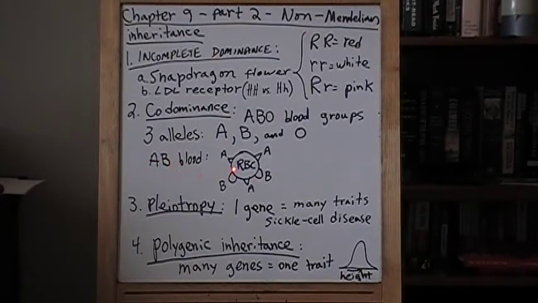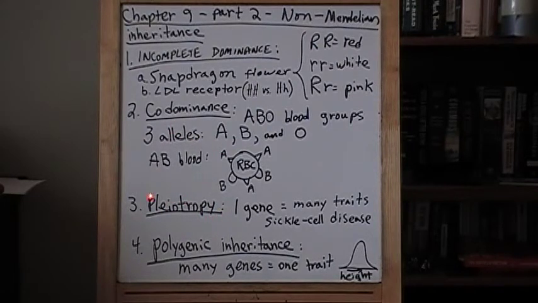The difference between codominance and incomplete dominance is that in codominance, the heterozygous genotype, with two different alleles, gives you two different products, whereas in incomplete dominance, the phenotype from the heterozygous genotype is intermediate between the two homozygous genotypes.